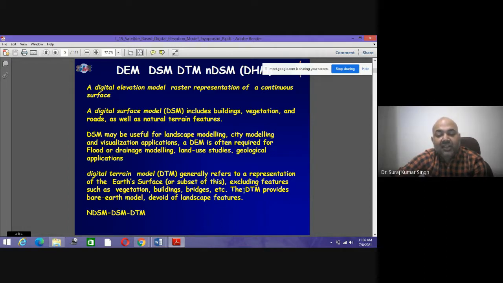When you say DSM, you have to include each and every earth surface feature, whether that is vegetation or whether that is a settlement. So all will be stated in that. So when you're talking about this, DSM minus DTM will be your nDSM.